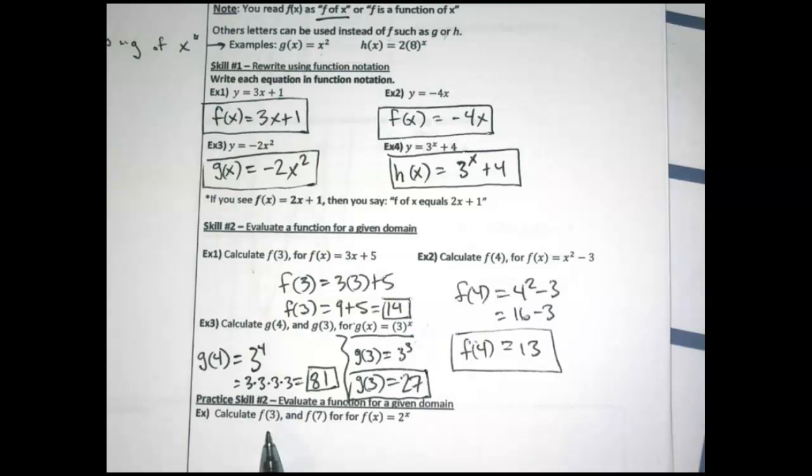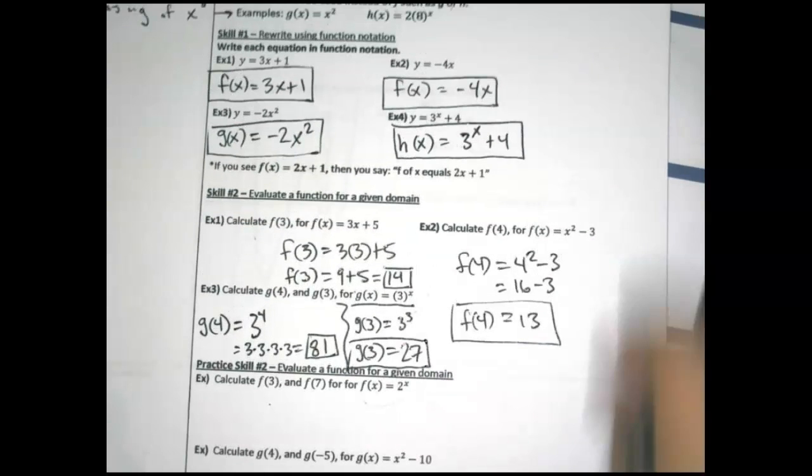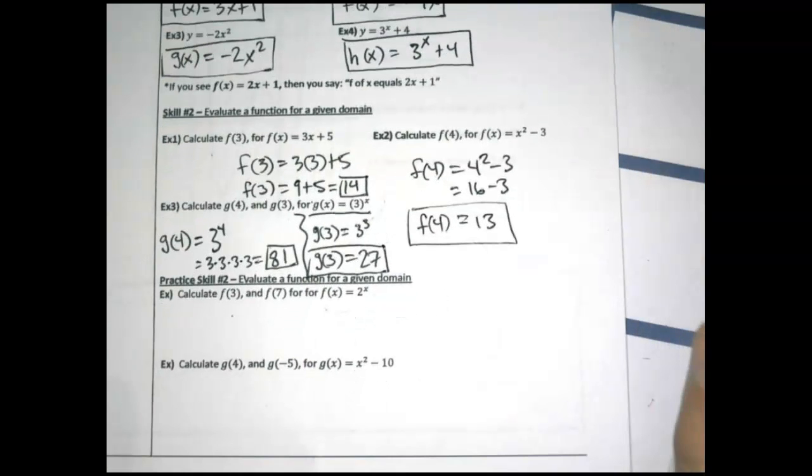Evaluate a function for a given domain. So I'm going to calculate f of 3 and f of 7 for this function. So again, it's two separate calculations. It's what do you get when 3 goes into the function, and what do you get when 7 goes into the function. So it really is just substitution, but one of the main points is getting you comfortable with using function notation.